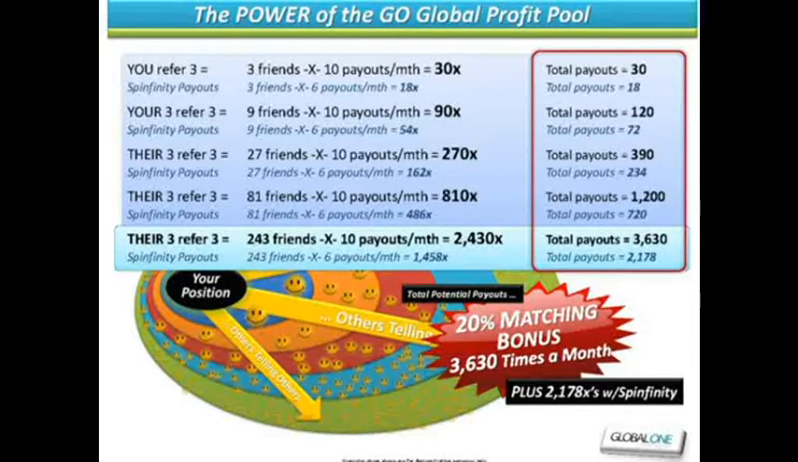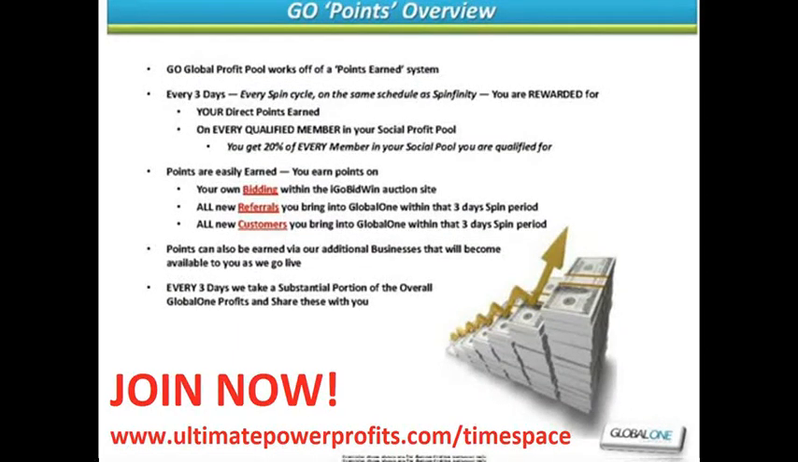And what we do with the profit pool is we take a percentage of the overall profits from the company, and this is multiple profits I'll talk about later that come in from multiple sources. So the profit pools can get quite large, especially as the program gets larger and larger and we have the outside businesses and the internal profits. The profit pools could be quite substantial. It's every 3 days and the money's in your account right then.